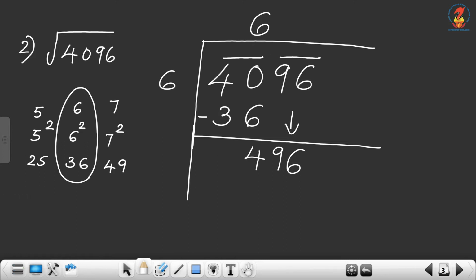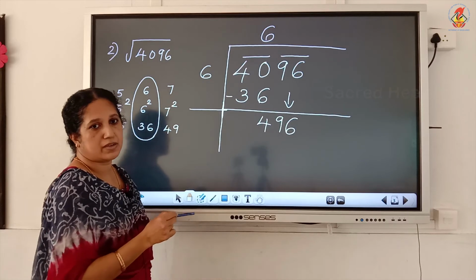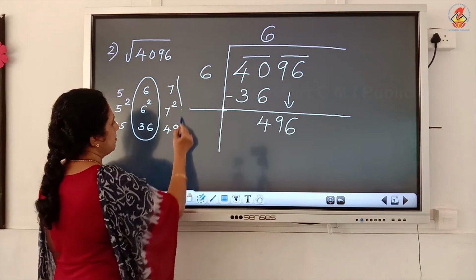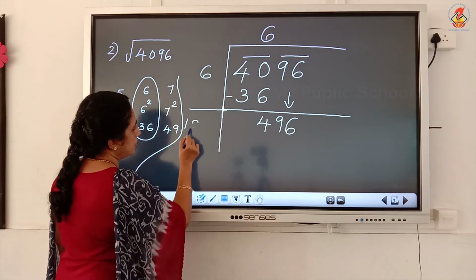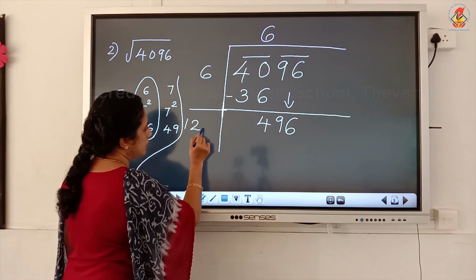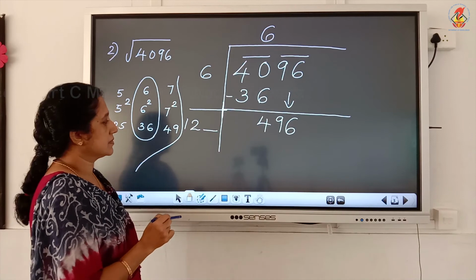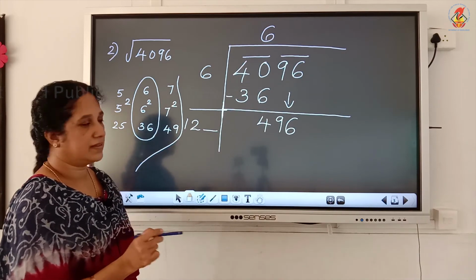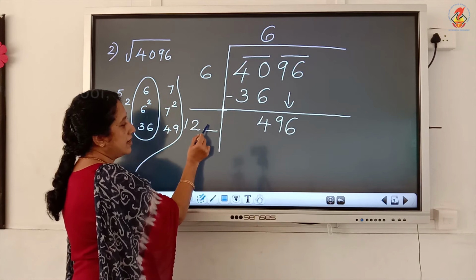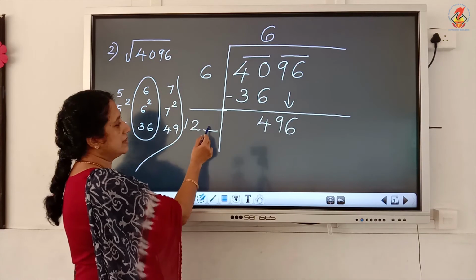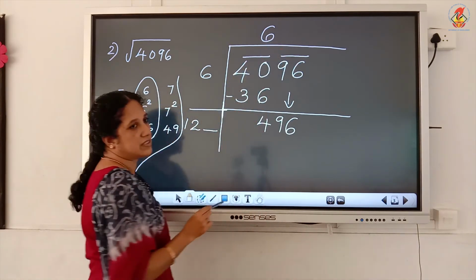Now next step, double the divisor. Here the divisor is 6. You have to double it. What is double of 6? Double of 6 is 12. You have to write 12 and put a blank on its right. Then think of the largest possible digit to fill in the blank, so that digit will be the next digit in the quotient.